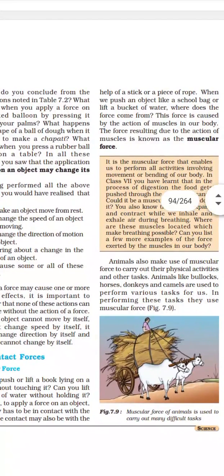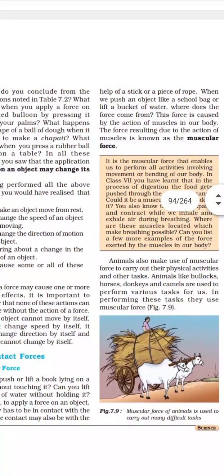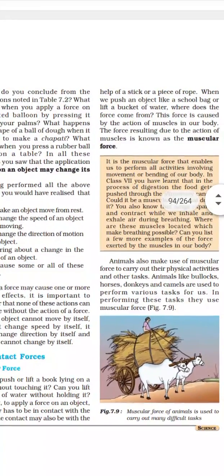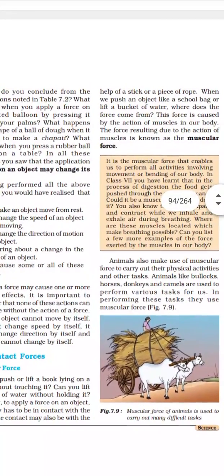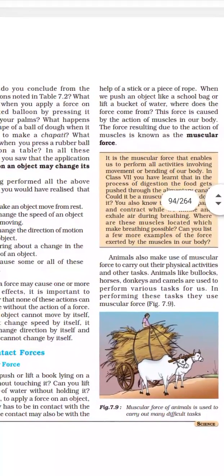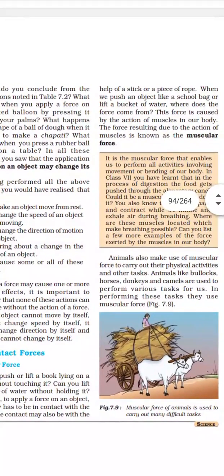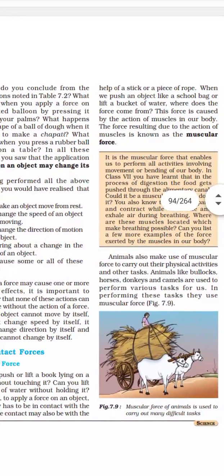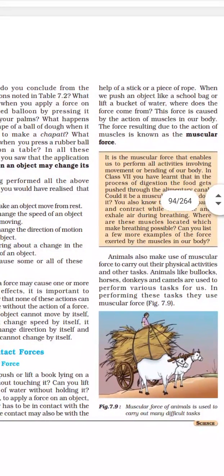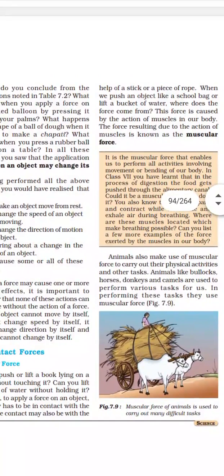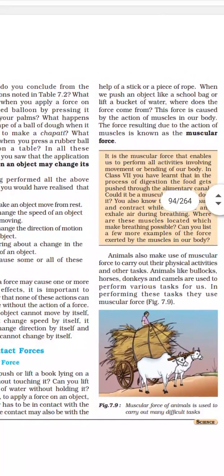Animals also make use of muscular force to carry out their physical activities and other tasks. Animals like bullocks, horses, donkeys, and camels are used to perform various tasks for us. Today we learned two kinds of forces. One is contact force. Contact force means we have to come in contact with another body to apply the force. Muscular force is the best example of contact force.